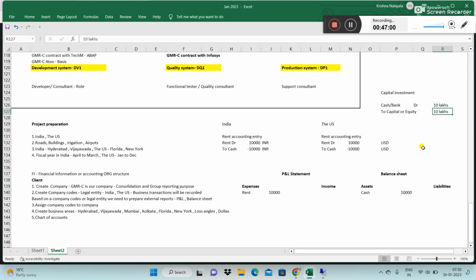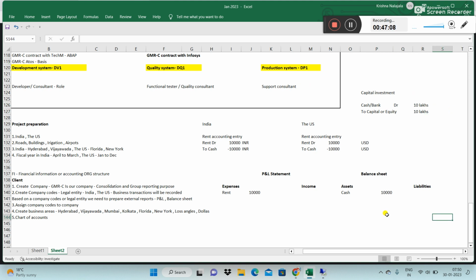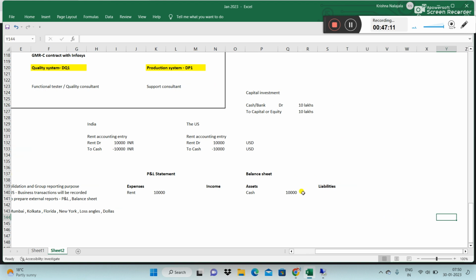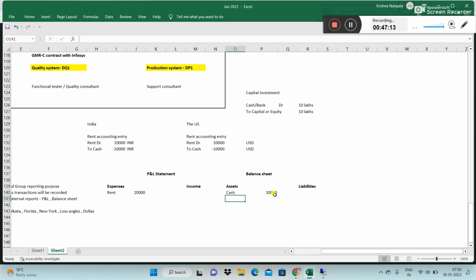Now tell me this accounting entry, how will it go and update in your external reports? You tell me where I have to update, there I'll update. Balance sheet, cash 10 lakhs. Okay, cash will increase by 10 lakhs. And liabilities, capital 10 lakhs. Now my balance is 10 lakhs, 10,000 in cash. Sir, in assets, cash to be deducted, since we paid rent, sir. So cash to be deducted from 10 lakhs, sir.